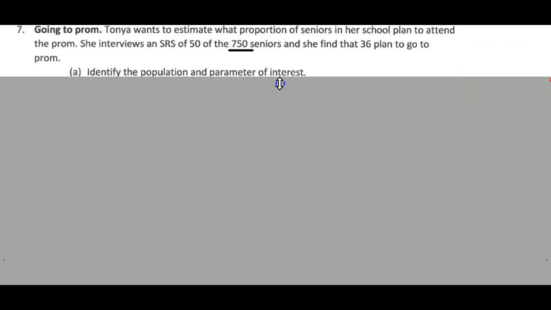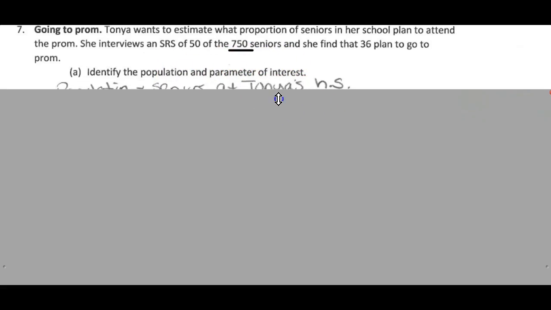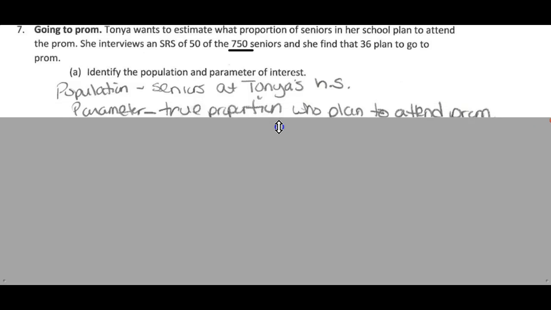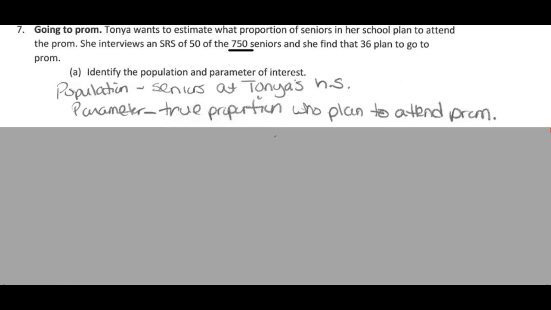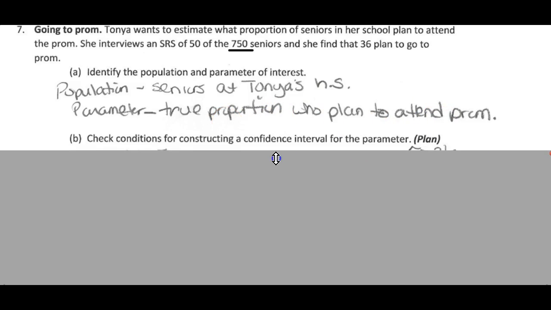All right, so we want to identify the population and parameter of interest. So population, and what is our parameter of interest? What is it we're looking for? So our population is the seniors at Tanya's high school, and the parameter, what is it we're trying to measure? It's the true proportion who plan to attend prom.